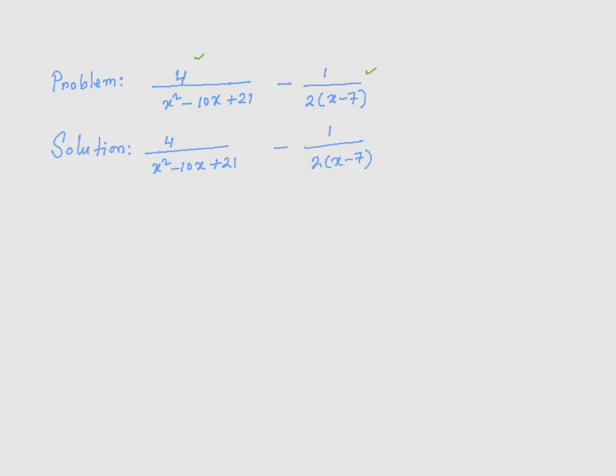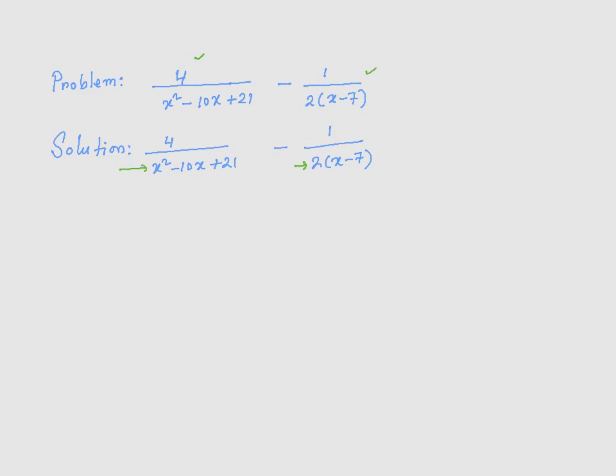Subtracting a rational expression from another is like subtracting a fraction from another. You have to make sure that the denominators are the same. That means you have to find the LCD of the denominators. So in this case, we are going to do exactly the same thing. 2 times x minus 7, we can't simplify it anymore. It's just in the format that we want, as a product of two factors.